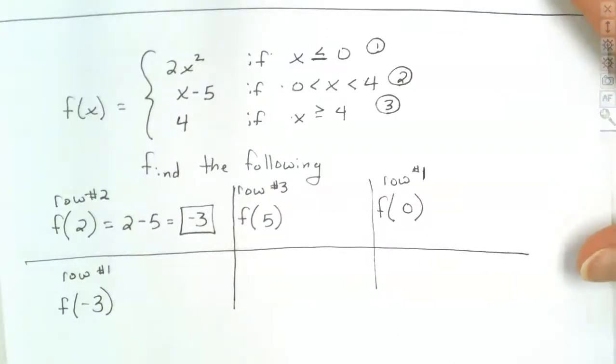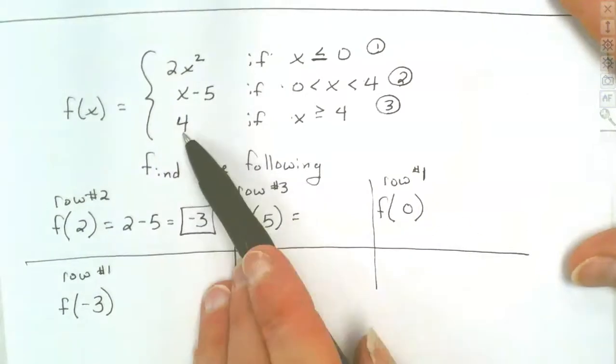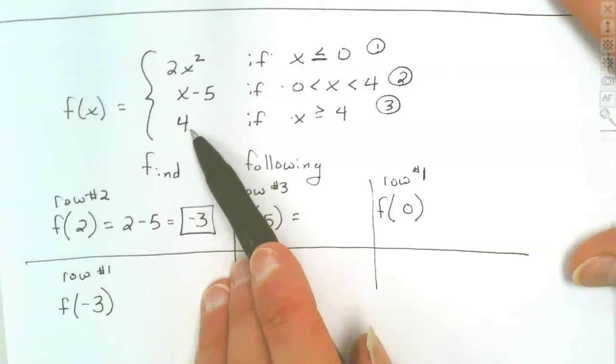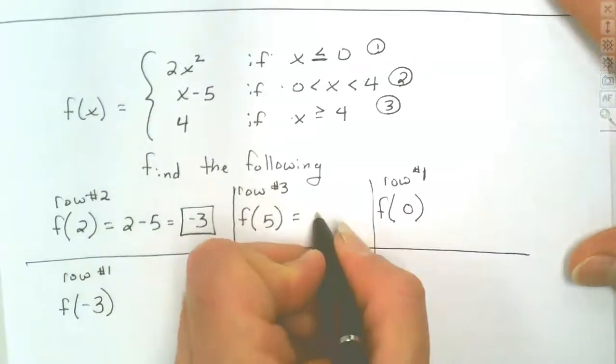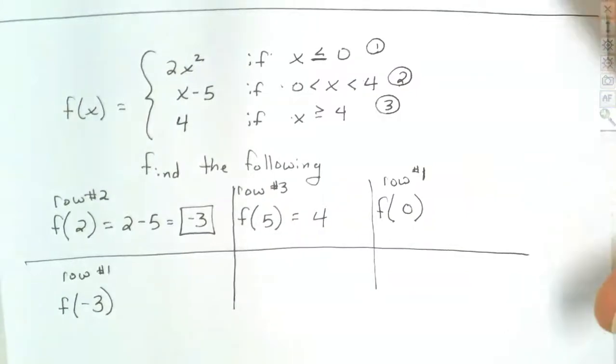What about f of 5? We said that's for row 3. Now, look at row 3. This is a constant function, and we covered that a couple weeks ago when we looked at lines. Since there's no x there at all, it's 4. So if it falls in row 3, what is it going to be? The number 4, because there's no x attached with it.